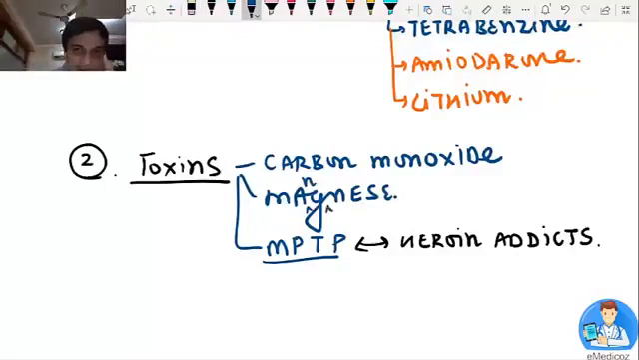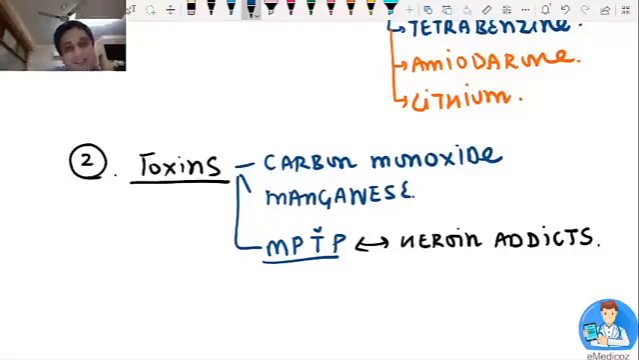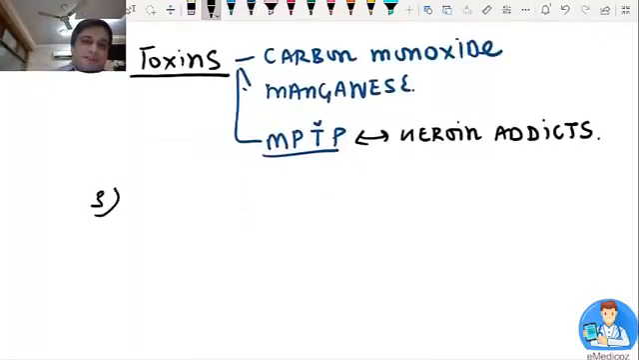Manganese. Sorry. Okay, yeah, it's manganese. You're good in chemistry also. Oh, don't go into the full form, my dear friend. MPTP sounds better. Okay, it's not magnesium, it's manganese.